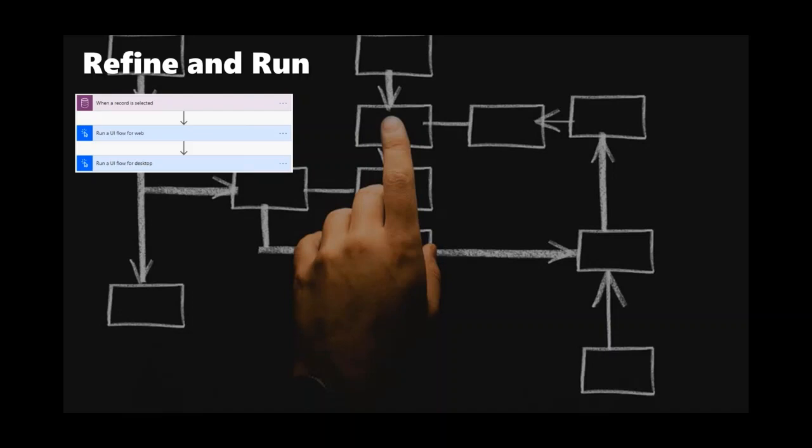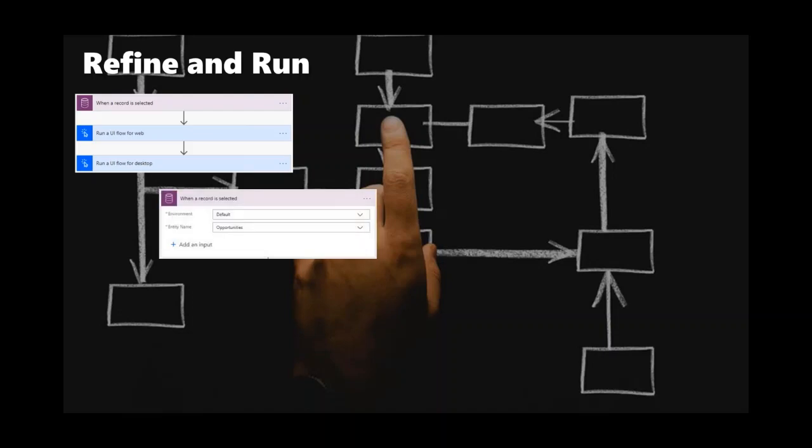And you can see in its simplest state, my UI flow has only 3 steps in it, right? It says, okay, when that opportunity record is selected, I'm going to have this be visible for the user to run there. When they run it, I'm going to run my UI flow for the web. And then after that's done, I'm going to run my UI flow for the desktop. Sounds simple enough. A little more to it than that, but not much.